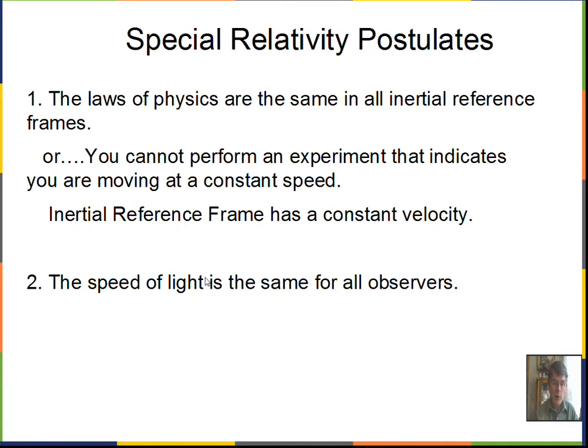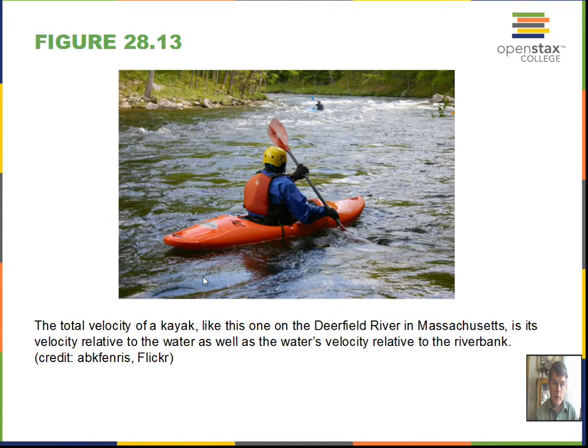Einstein's big contribution was saying the speed of light is the same for all observers. So here we have a raft going down a river, and if we're standing on the shore, the speed of this kayak would be how fast the person can paddle in still water plus the speed of the current. That would be a classical physics example, and special relativity tells us that at high speeds, the velocities do not add in the same way.